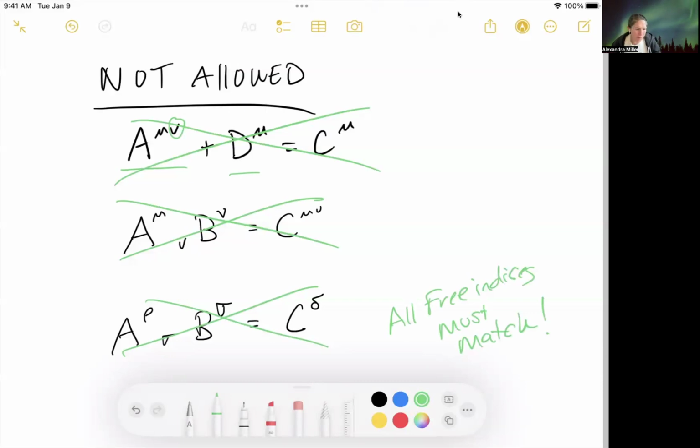All right, and those are sort of some of the basic rules of the game when we're going to be writing tensor equations. Things need to match. All your free indices need to match. And that's sort of it.